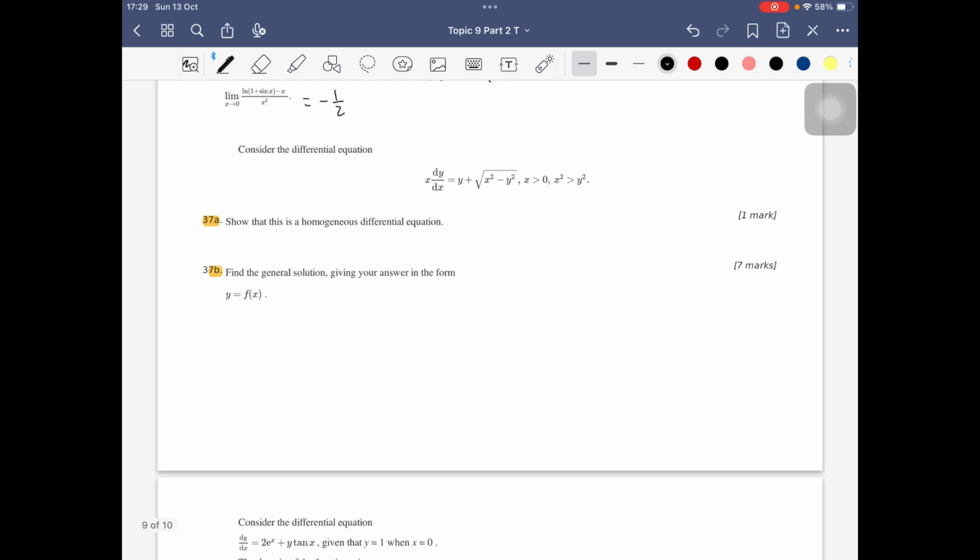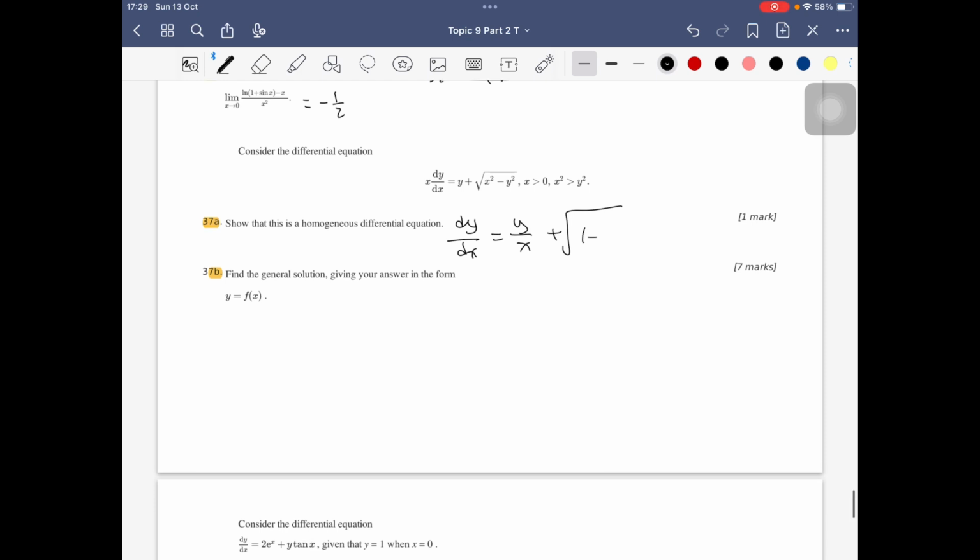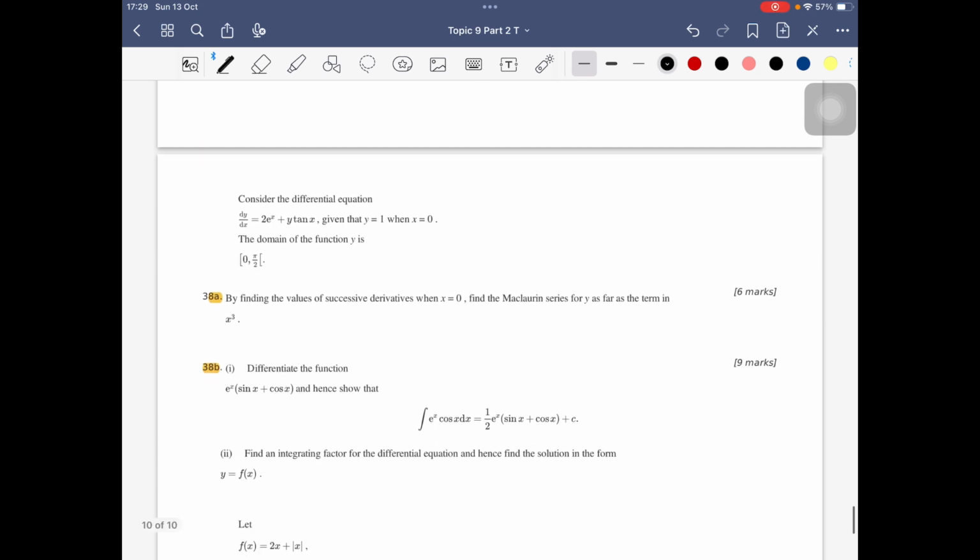So 37, homogeneous differential equation. When we divide by x, dy over dx will be y over x plus square root, x comes into the square root as x squared, so 1 minus y over x squared. Which means this is the expression of f of y over x. If we can express it like this, only y over x, then this is a homogeneous differential equation. So you can solve it out.